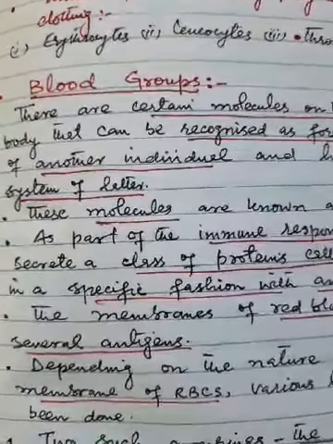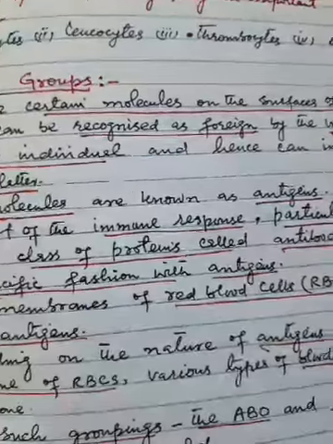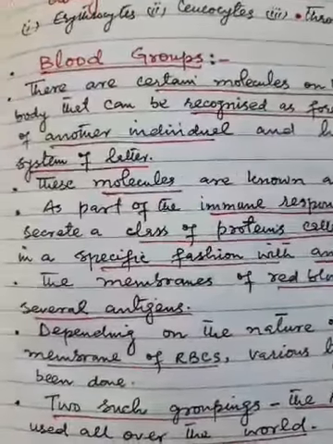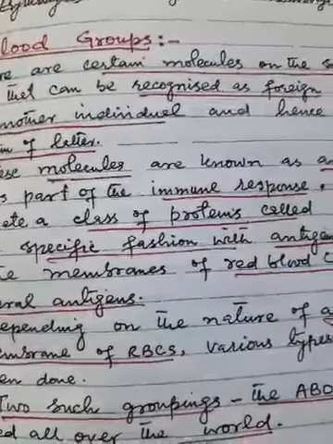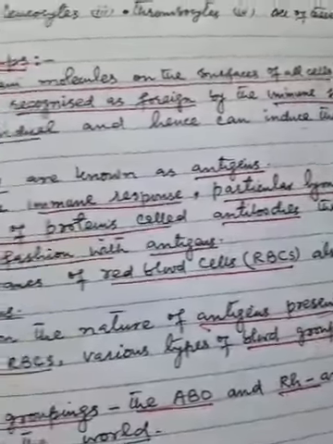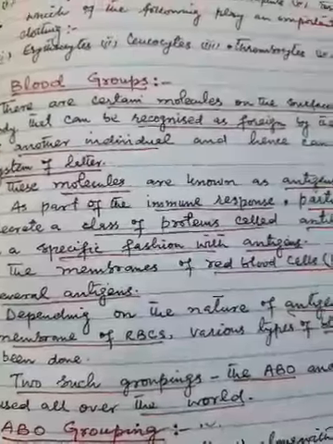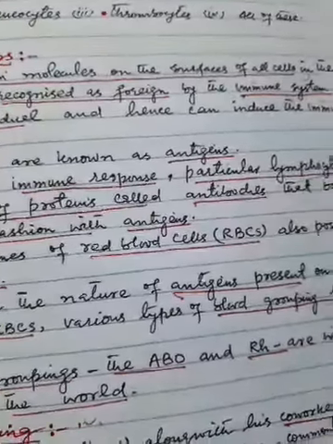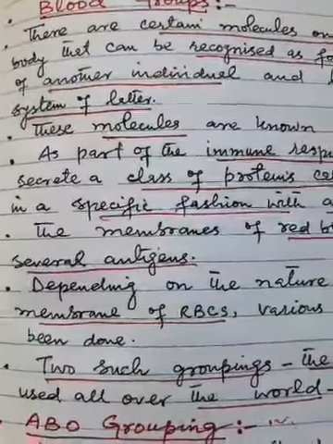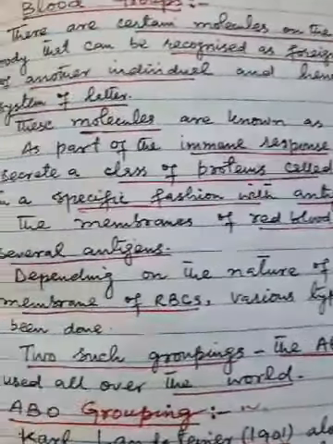Today's offline class is about blood groups. There are certain molecules on the surfaces of all cells in the body that can be recognized as foreign by the immune system of another individual and hence can induce the immune system of the latter. These molecules are known as antigens.